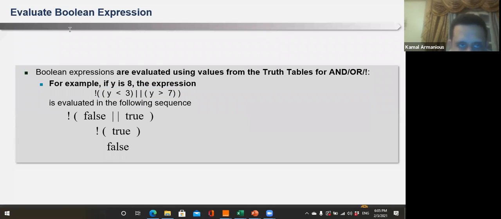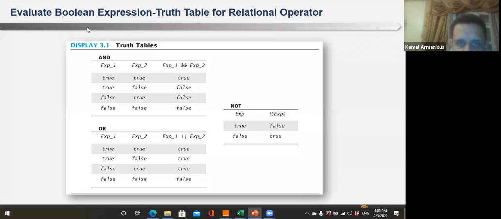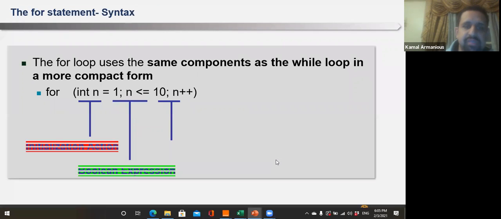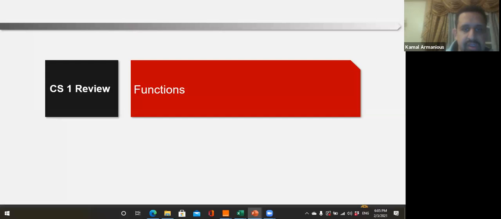Okay, so if I have an and or, I have expression 1 and expression 2, then expression 1 and expression 2, expression 1 or expression 2, and not expression, which is the inverse. And it applies this table.